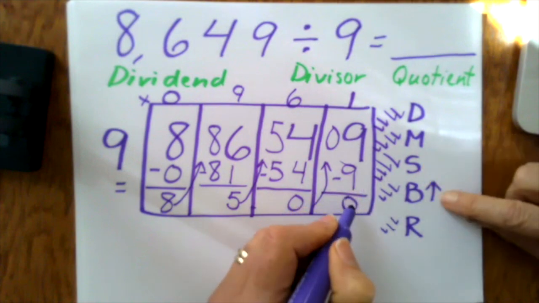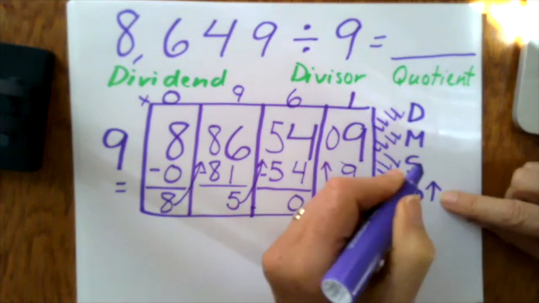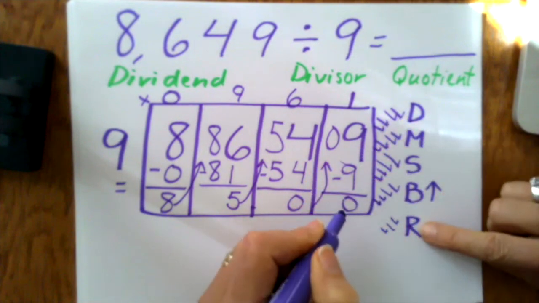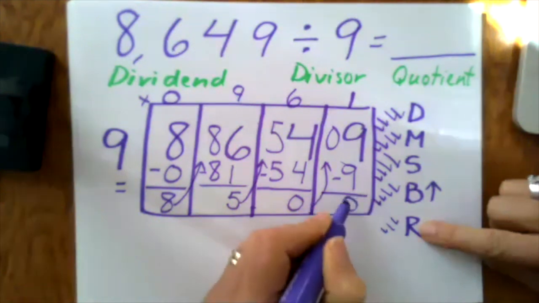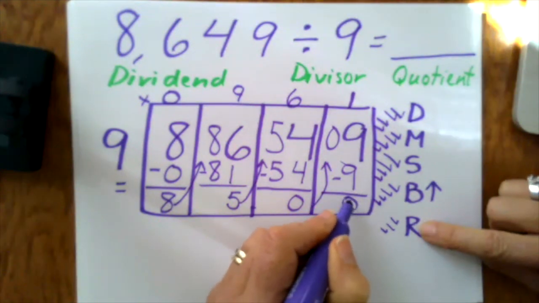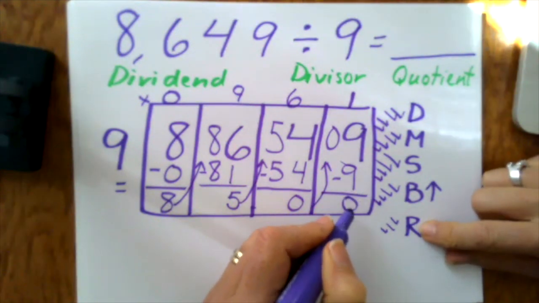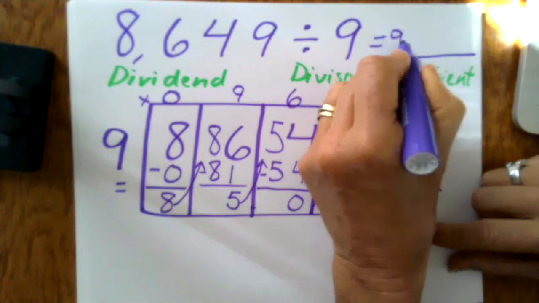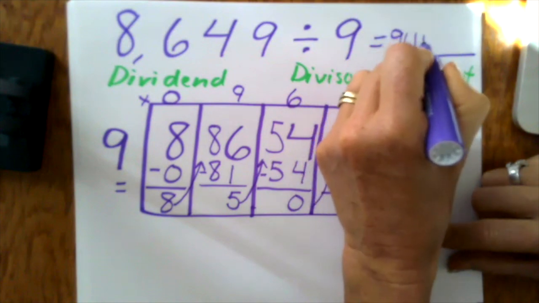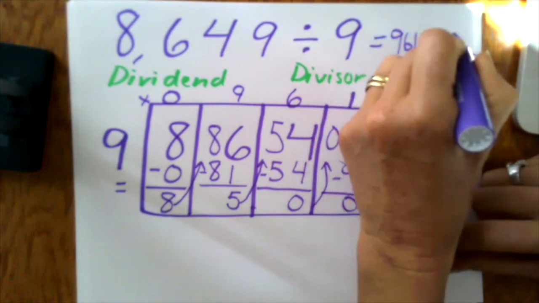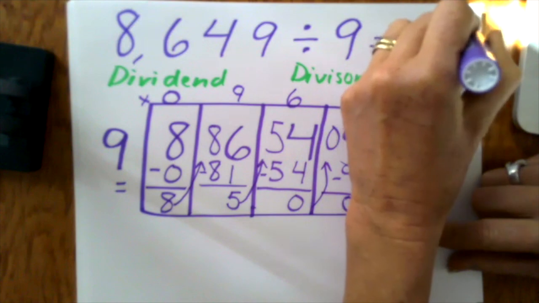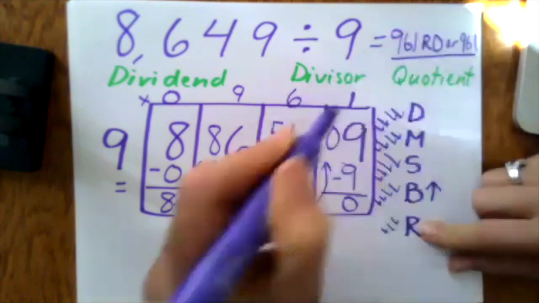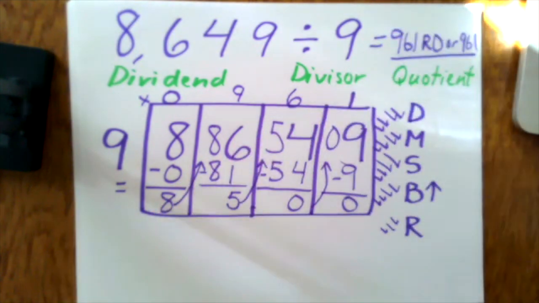Check. And I'm going to bring up, but there's no column, so I can't bring up. So since I can't repeat, I know this must now stand for remainder. So now I do 961 remainder 0, or you could just write 961. Okay. All right. I hope that helps.